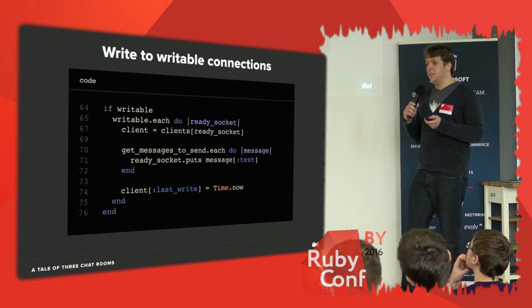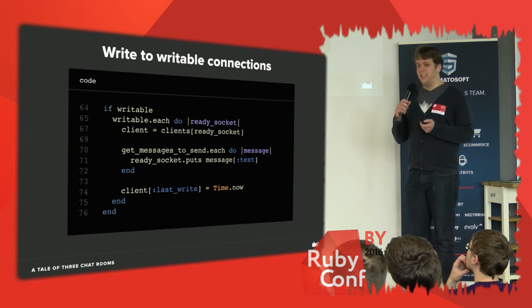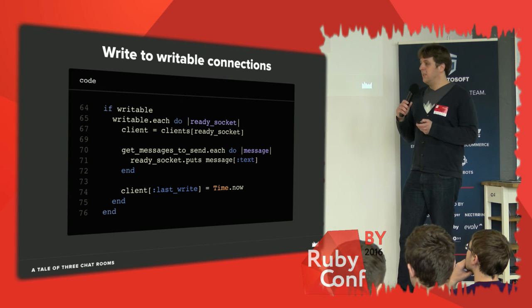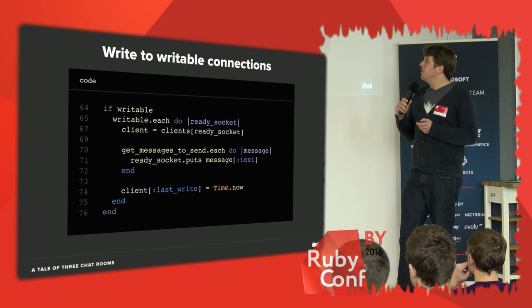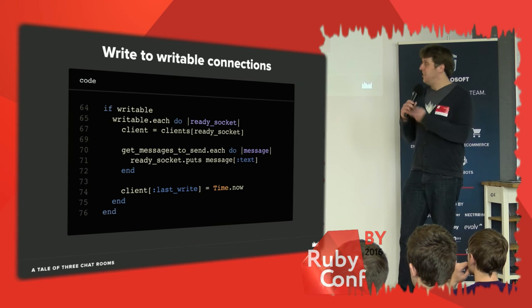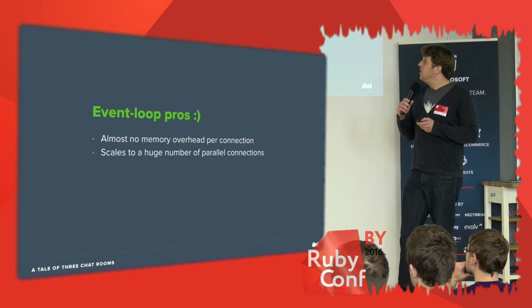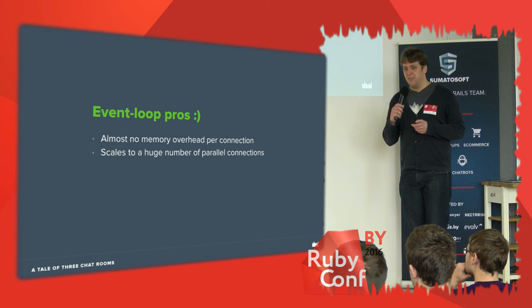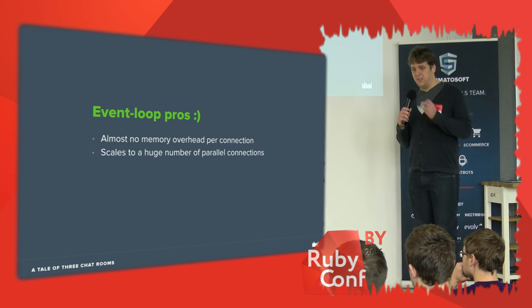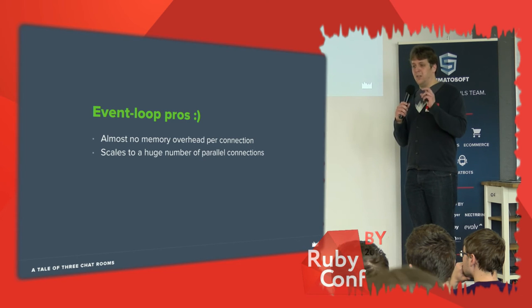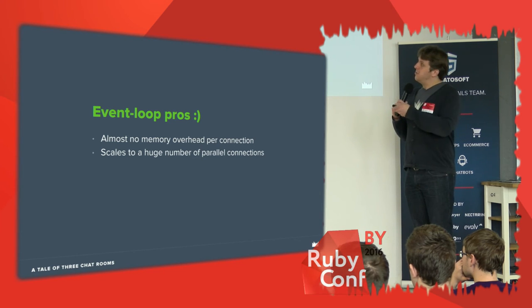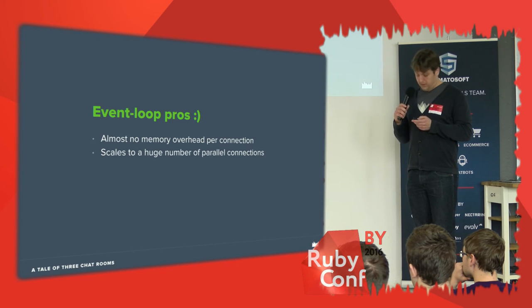And well, that's basically all there is to it. This is a full event loop. It's very naive, and you can break it in a lot of ways. But even the more complex and production-ready event loops basically use these same principles. So the pro is that the amount of memory overhead per connection is extremely low, because we just put one small hash into an array for every connection, and that's all the memory we need to manage this whole thing. So that's why it can scale to a huge amount of concurrent connections compared to the other approaches.